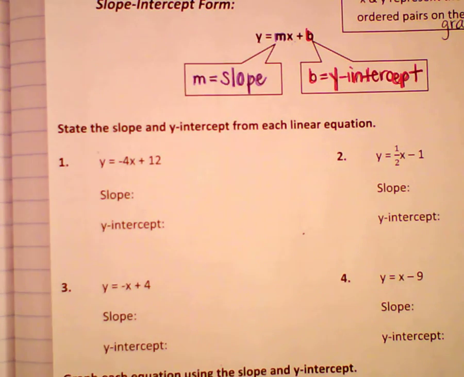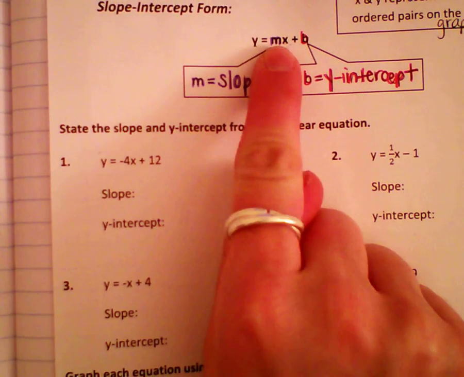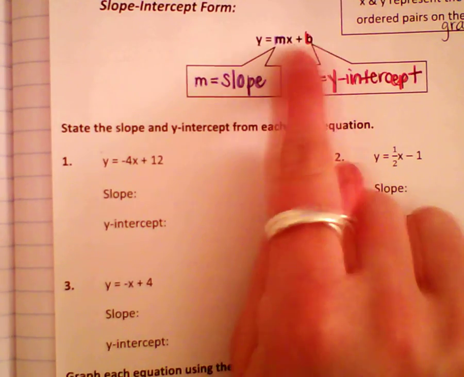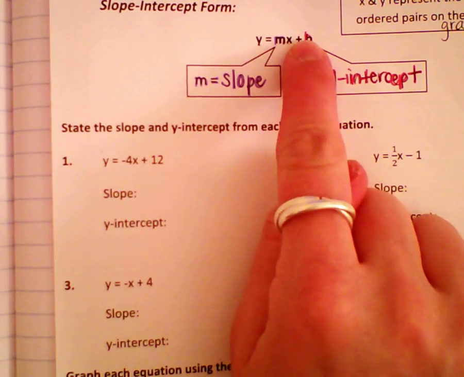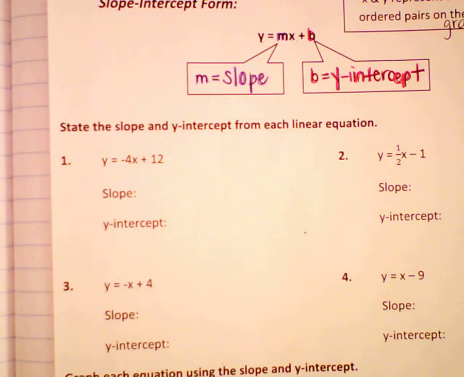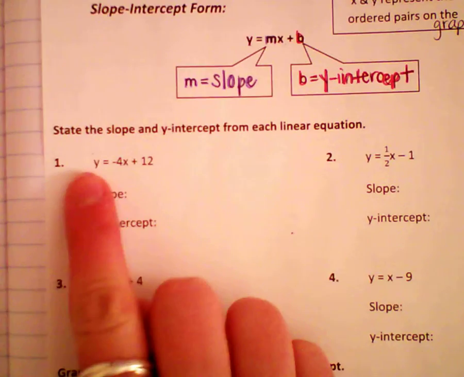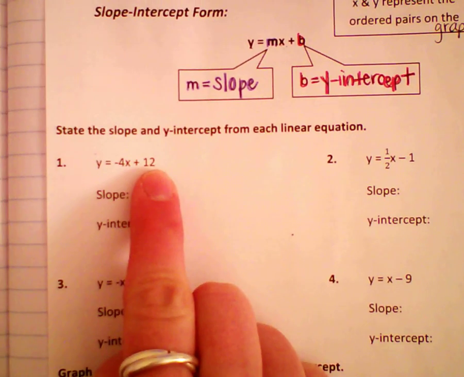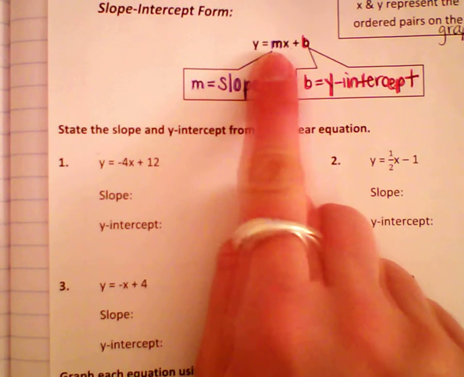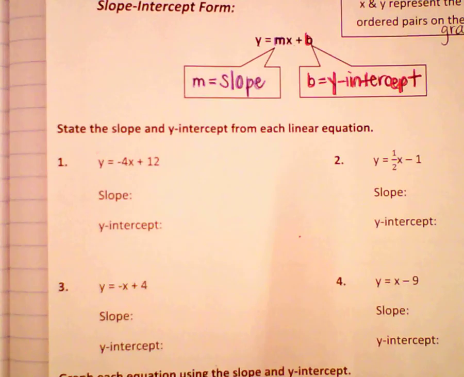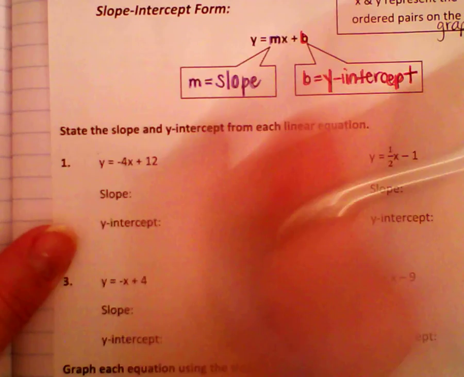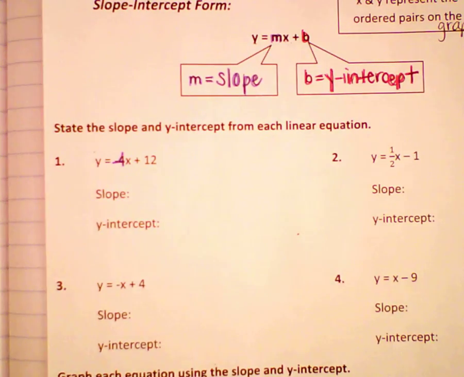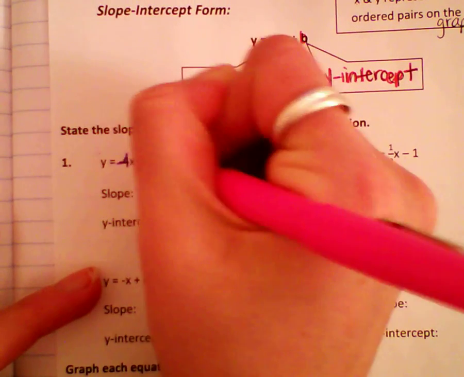So I know my slope is always with the x. It's the coefficient of x. And I know my y-intercept is always this number that's hanging out by itself. Okay? So looking at the equation for number 1, we have y equals negative 4x plus 12. If I look at my y equals mx plus b, the number with my x, the coefficient of x, is negative 4, and this is plus b.